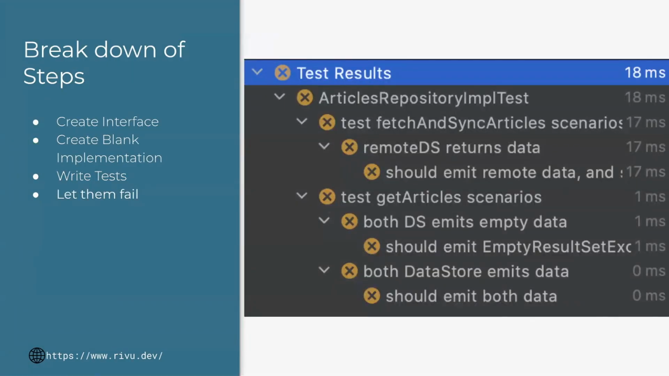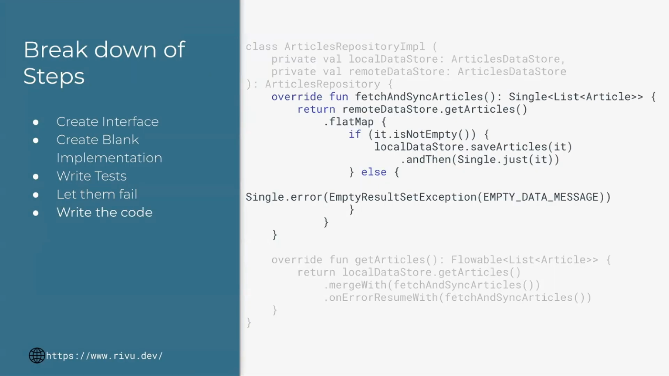And all of them fail, because remember we have yet to do the implementation, right? So test cases should fail. And so test cases are failing now. Now what should we do? We should implement the methods, right? So yeah, that's what we have done.